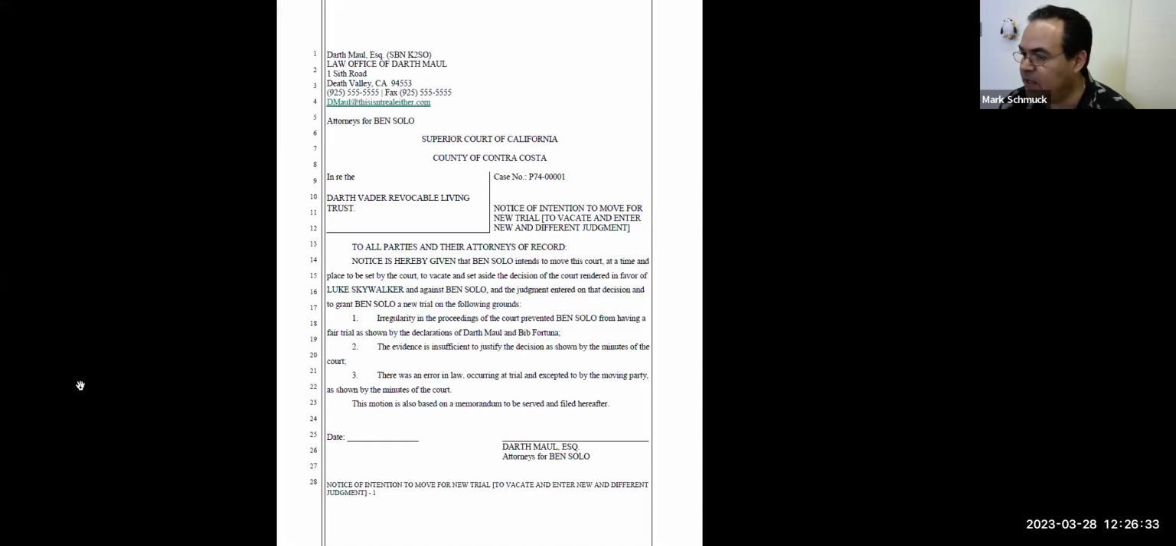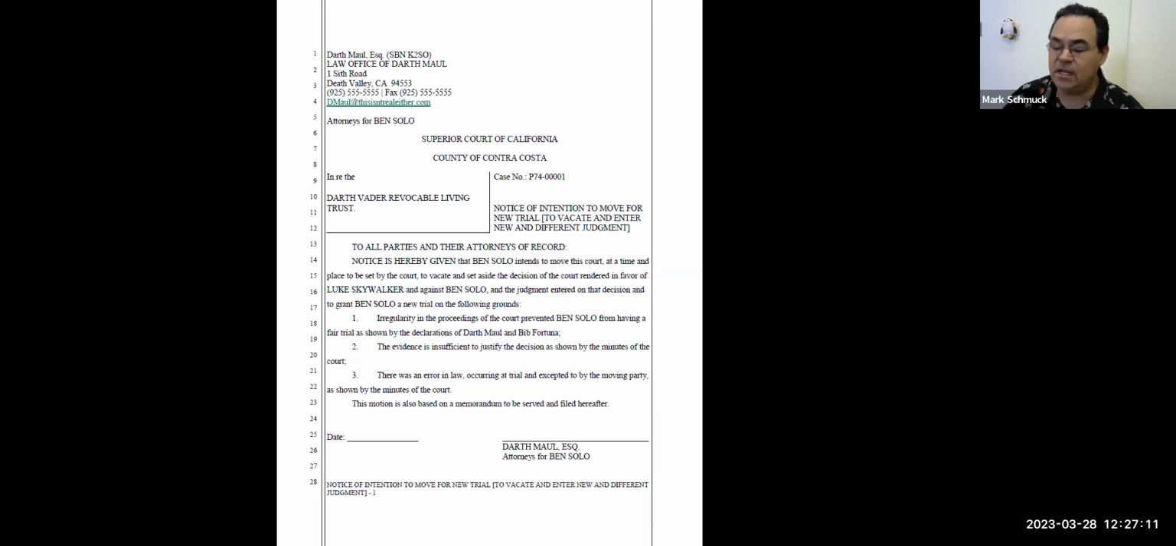I have here a sample notice of intention to move for a new trial, or this can also be used to vacate and enter a new and different judgment. This is as simple a document as you can make. In this particular example, we've got Ben Solo, who lost a trial, and the Darth Vader trust has been invalidated. He's moving for a new trial on 3 grounds: irregularity in the proceedings of the court that prevented Ben Solo from having a fair trial, as shown by the declarations of Darth Maul and Bib Fortuna.